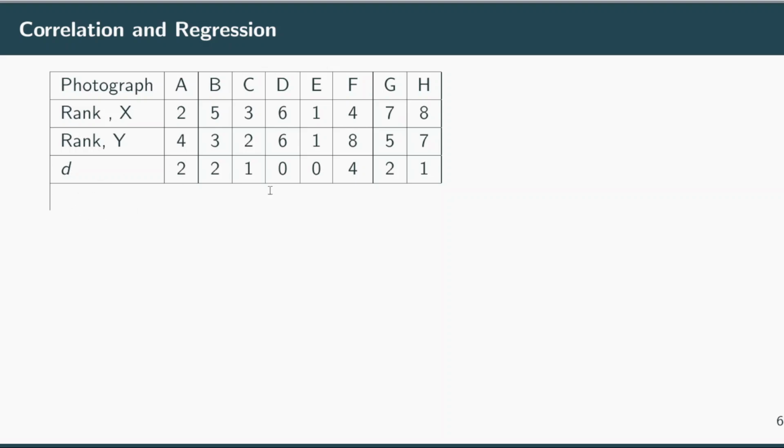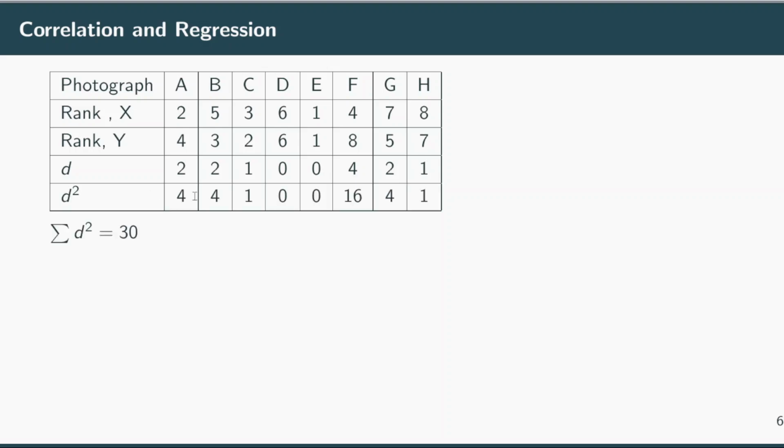I have to square this value of D in order to obtain the square of the difference between the rankings. So when I square them, I obtain 4. The square of 2 is 4. The square of 1 is 1. When I square 0, I have 0. The square of 4 is 16. The square of 2 is 4. And the square of 1 is 1. And I need now to sum all these squared values. When I sum D squared, it gives me 30, because 16 plus 4, that is already 20, 21, 22, and 22 plus 8 gives me 30.